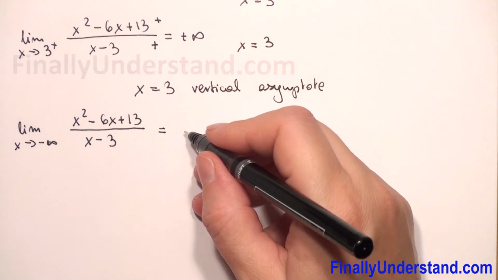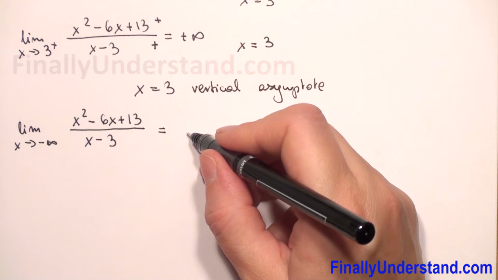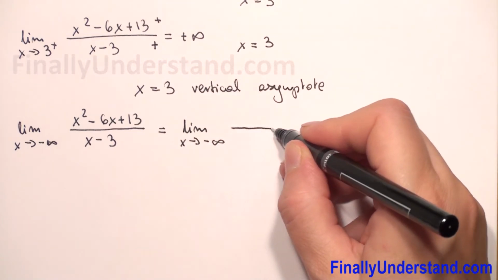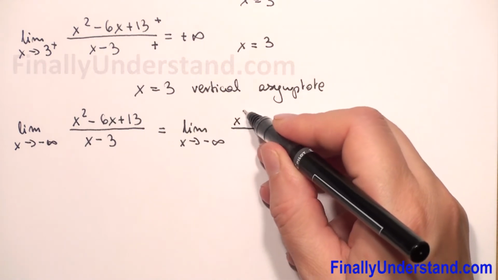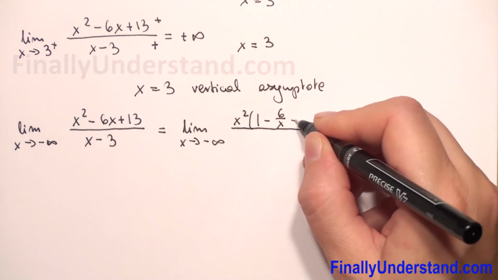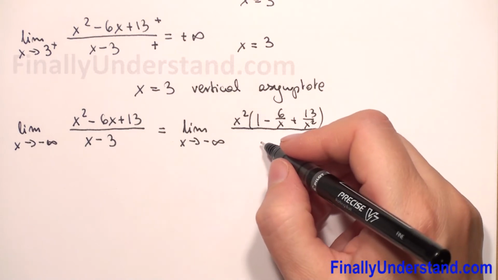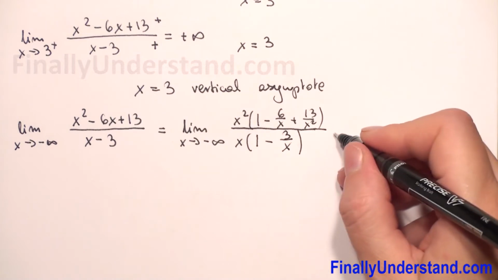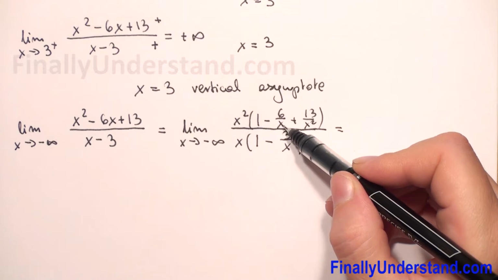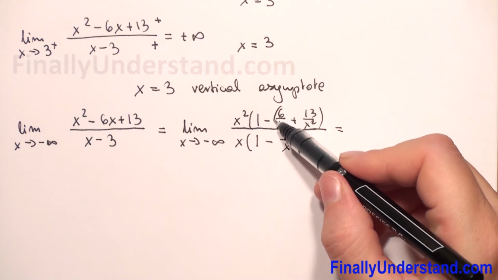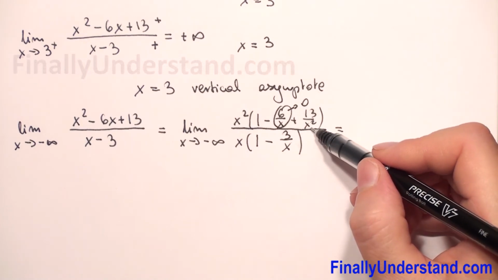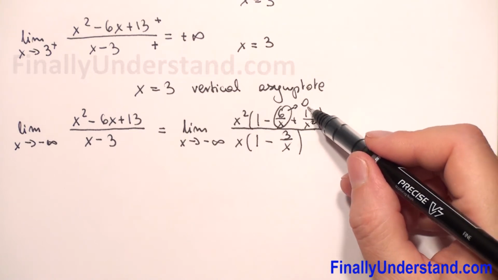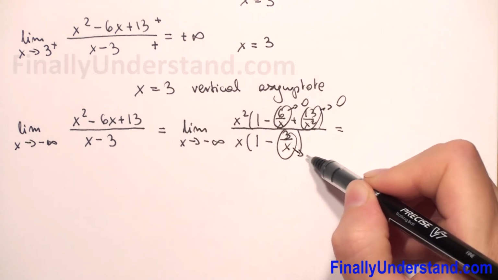So we will factorize the highest power in numerator and denominator. So there will be limit as x approaches negative infinity of, in numerator, x squared times 1 minus 6 over x plus 13 over x squared, and in denominator x times 1 minus 3 over x. So 6 over x, with x a very large negative number, is going to 0. 13 over x squared, negative infinity squared gives us very large denominator, so this is going to 0. 3 over x will be the same, going to 0.